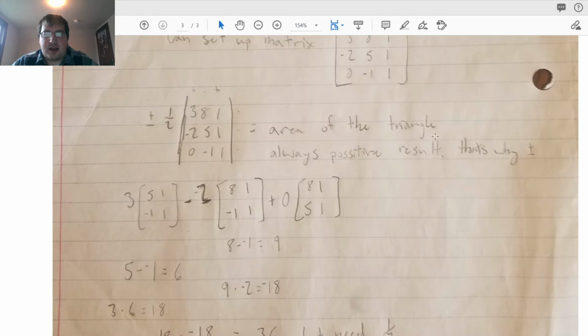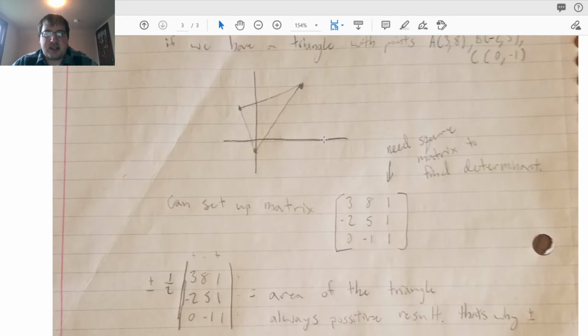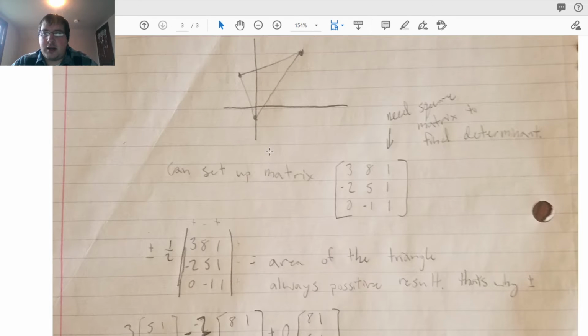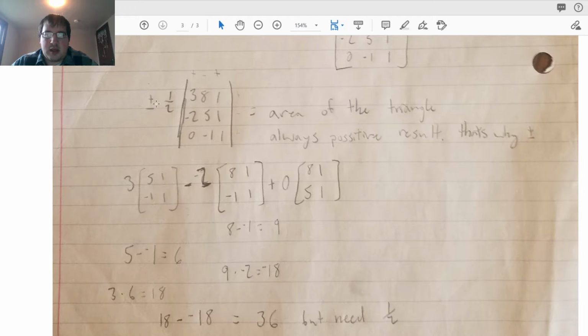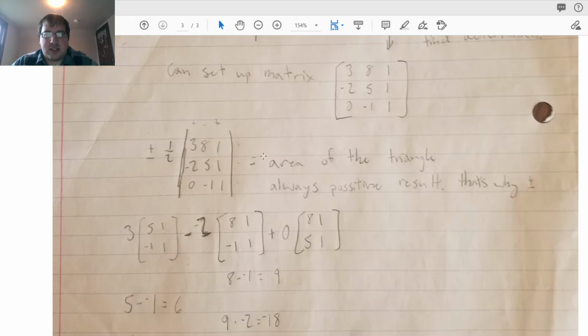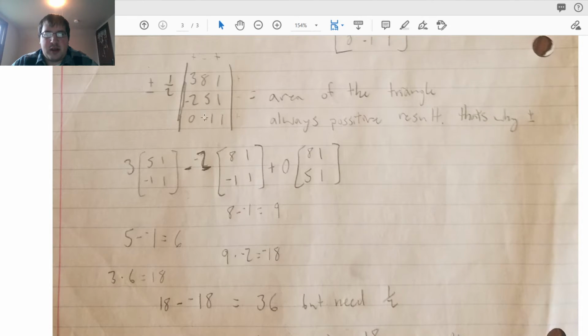The area always is positive, and so that's why we have this plus and minus, because it depends on how you make this matrix. So here we went right to left, but if we went the other way, I believe we would get a negative determinant, and so you would just multiply by a -1. You could also look at it by finding the absolute value of 1/2 of the determinant. Whatever is easier for you. But this is how you'd get the area of the triangle.